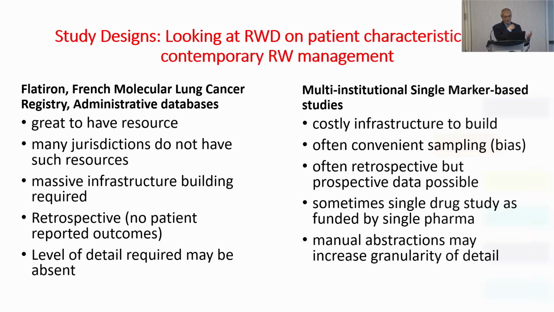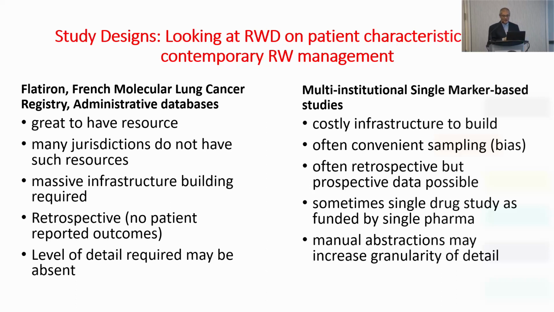You could look at very large cancer registries and administrative databases, such as the French national database that's been very useful. Flatiron was one that I mentioned before. They're great resources, but most jurisdictions won't have them. There's a lot of infrastructure building in order to get there. And despite the fact that supposedly Flatiron data just magically comes out, there's an intense amount of manual work that's done in order to actually get it to a point where it's interpretable.